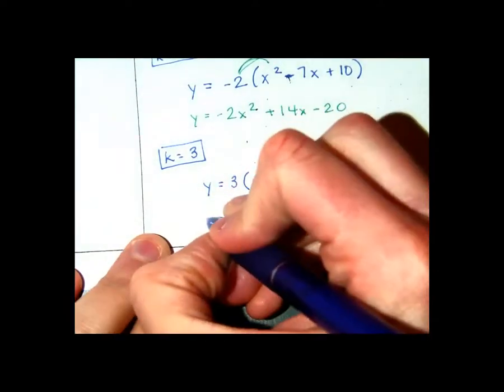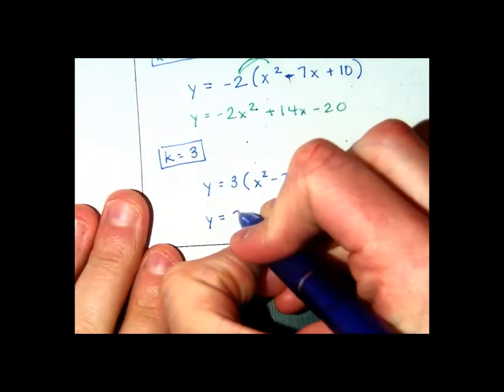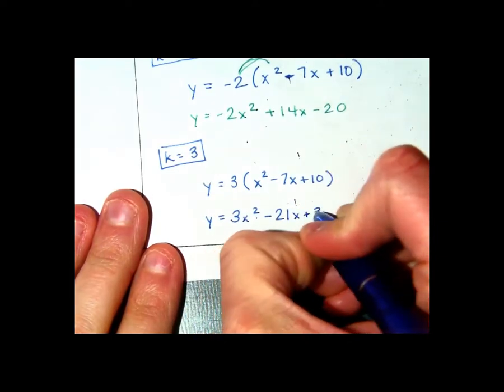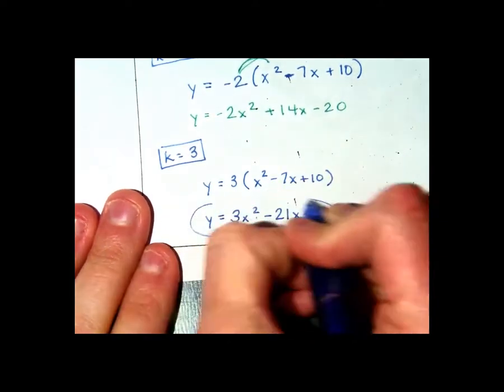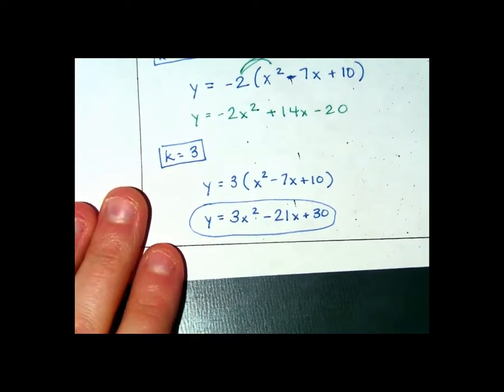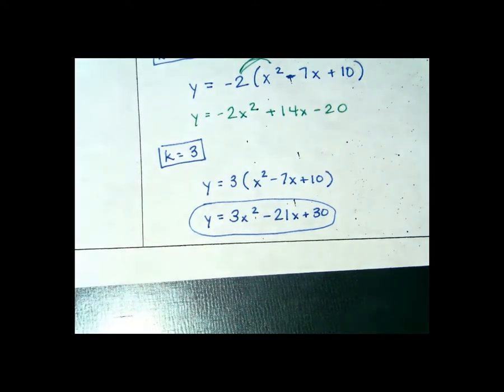Alright, you distributed and got y equals 3x squared minus 21x plus 30. I said 20x. We're going to talk tomorrow more about what these x-intercepts actually mean. We talked about x-intercepts before. Do you remember what an x-intercept is? Where is it on a graph? Where it crosses the x-axis. Yep. It's been a little bit since we've done it.